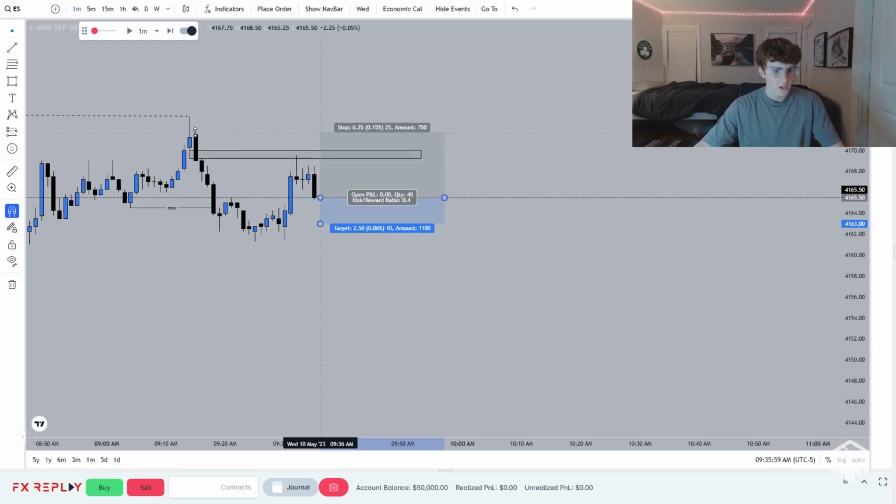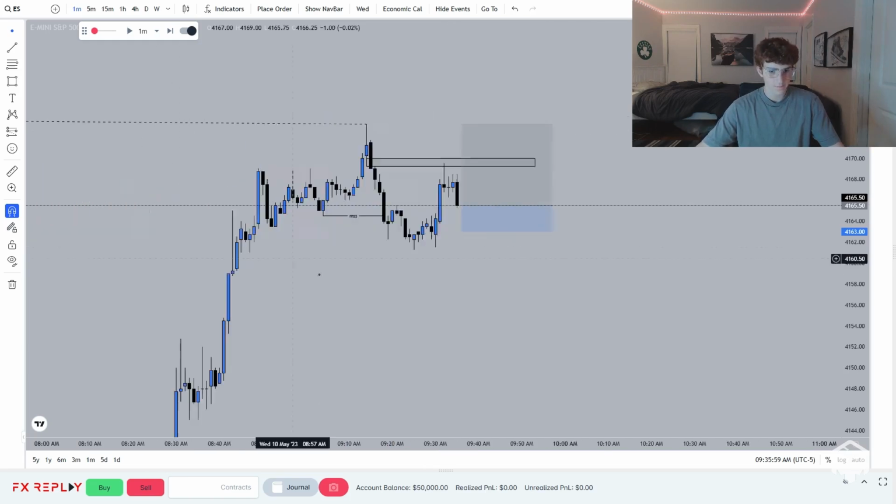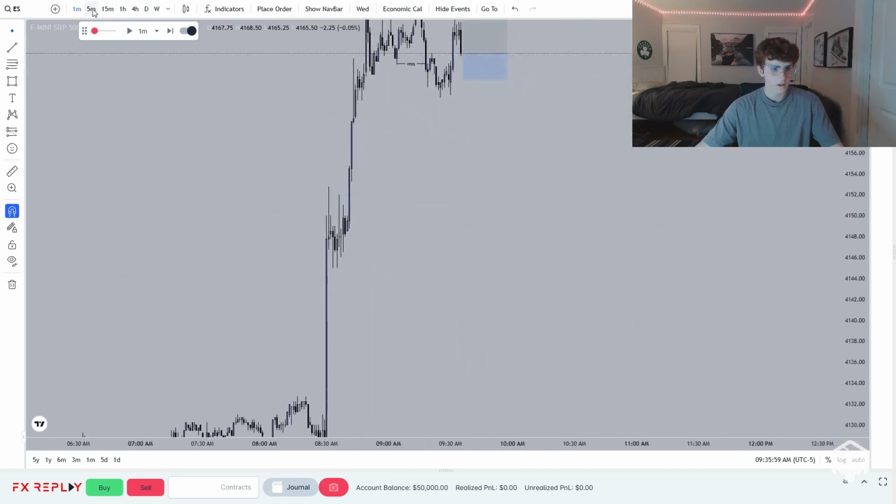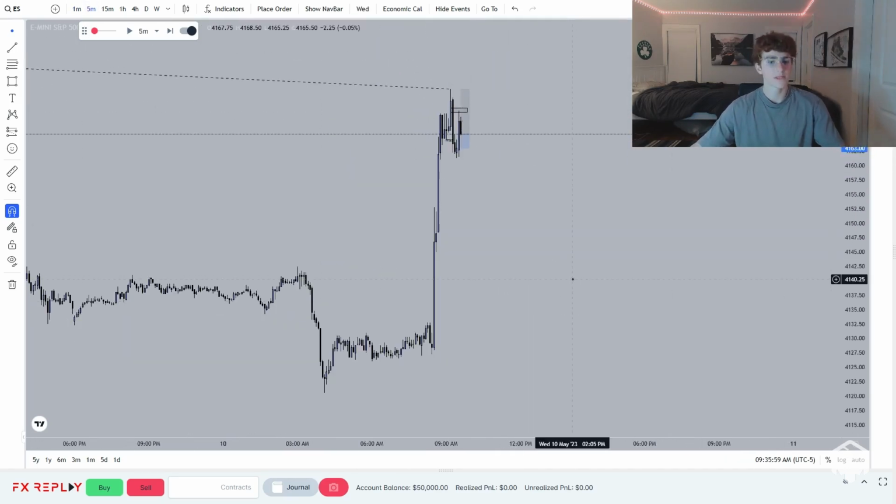Okay, so stop loss is going to be above the candle wick that created the imbalance right here. And then take profit. I only put my take profit at internal lows because price moves from external range liquidity to internal range liquidity, from internal to external.